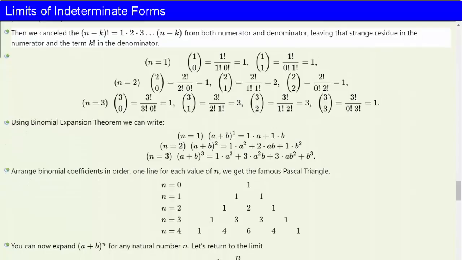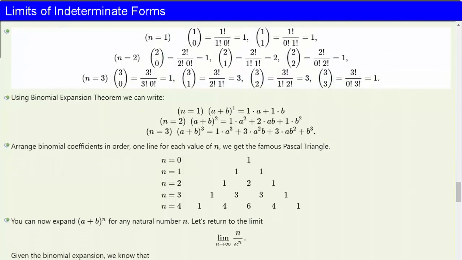So from the expression n factorial divided by n minus k factorial, you can cancel n minus k factorial from both the numerator and denominator, leaving that strange residue in the numerator and the term k factorial in the denominator. To increase your familiarity with the definition of B(n,k), let's calculate a few specific binomial coefficients.